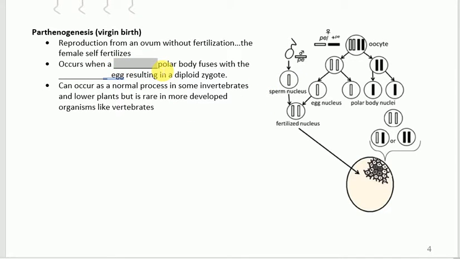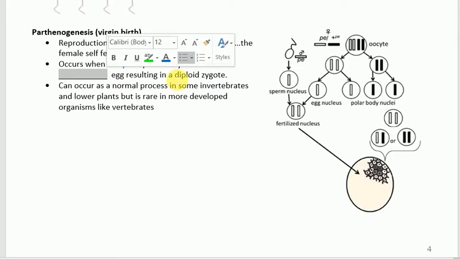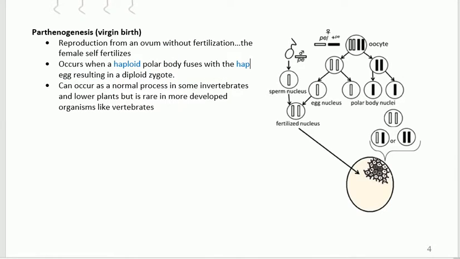And this occurs basically when a haploid polar body fuses with the haploid egg, resulting in a diploid zygote. So you remember we talked about just a moment ago all those polar bodies that come off of here. And they're supposed to disintegrate. But if they don't, and they fuse with that egg, because remember, it has genetic information, right? So that fuses together and fertilization occurs.